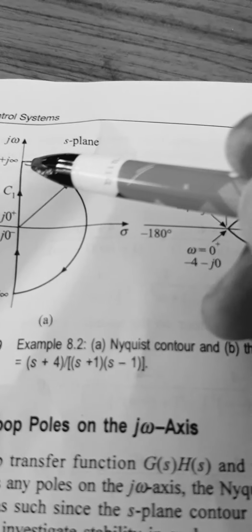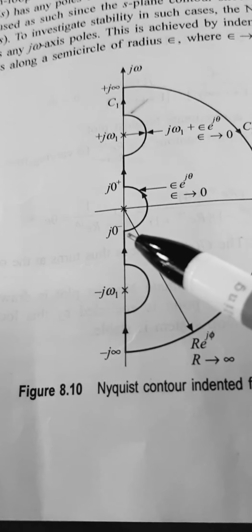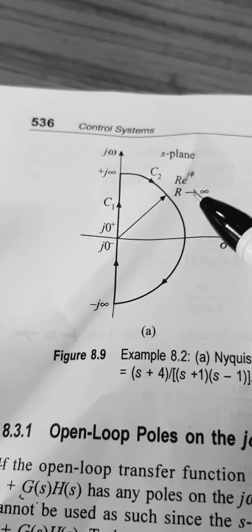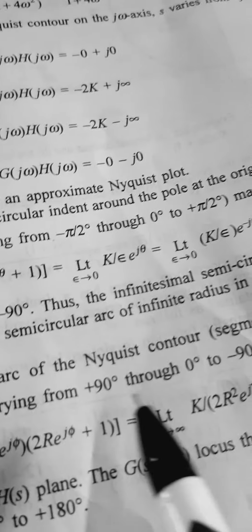For that again we have to substitute s equal to R into e to the power of j phi, where R tends to infinity and phi varies from plus 90. So direction, you know that the arc is from here to here. So this is plus 90, 0, minus 90. But in this case the direction is like this, so minus 90, 0, plus 90. This is theta. Here it is phi. So phi varies from plus 90 through 0 to minus 90.